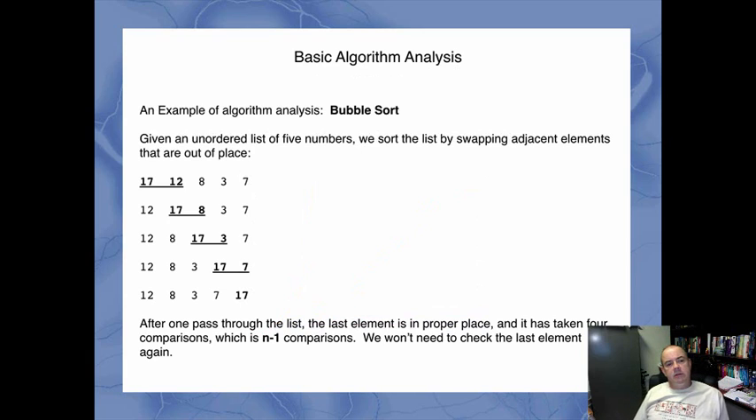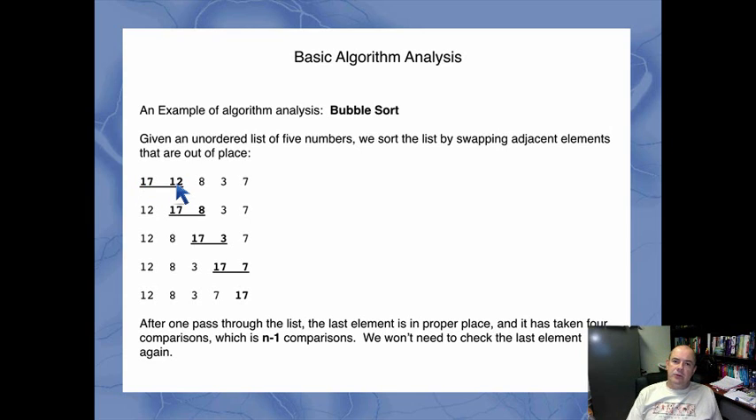So as an example of how to do algorithm analysis, I want to take a look at a fairly common and a not very efficient algorithm for sorting lists of numbers. This algorithm is called bubble sort. The way this works is you scan down the list looking at each pair of numbers and you swap them if they're out of place.